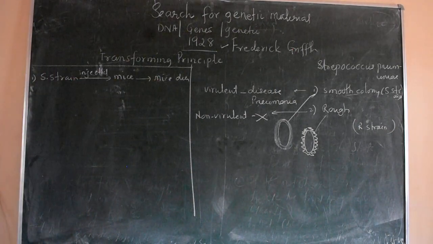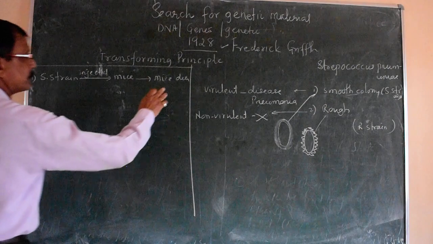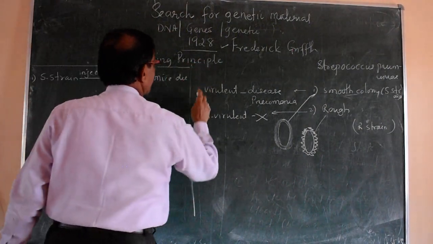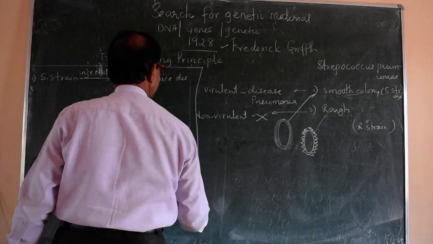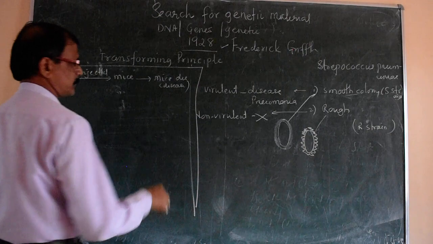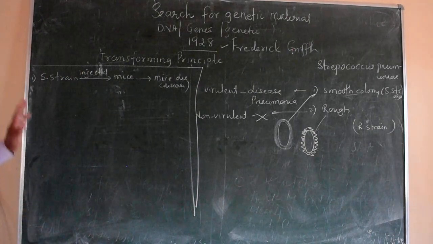Injected to mice, and the mice die. Why do the mice die? Because of the disease, the disease from the pneumonia. This is the first case.